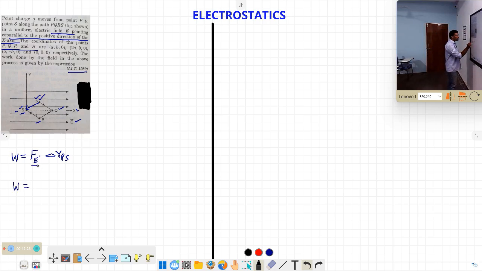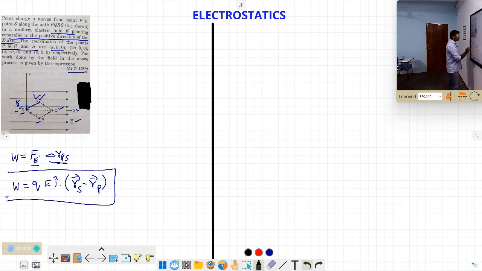So work done is equal to force, which is EQ, where Q is the charge and E is the electric field. Positions are given in terms of a comma b, that is x and y coordinates. The electric field is along the x-axis, so in vector form I can write E i cap. This is dotted with the change in position of the charge. We can write it as the final position vector minus the initial position vector, where P is initial and S is final. This is the value we need to calculate now.